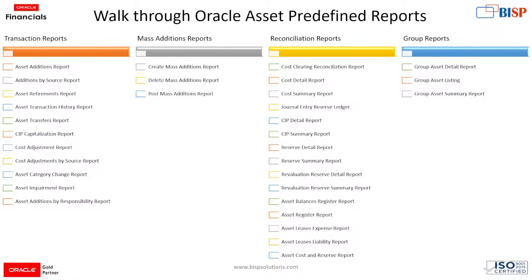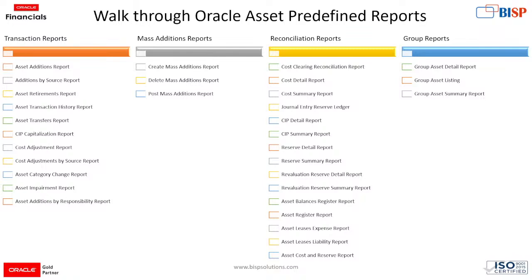It's a very important report. And then the asset register report, the list of cost related details, current activity, retirement for every asset within the selected asset category.